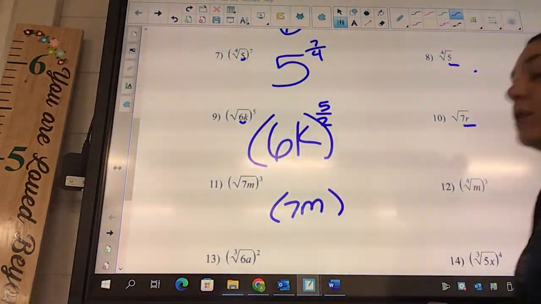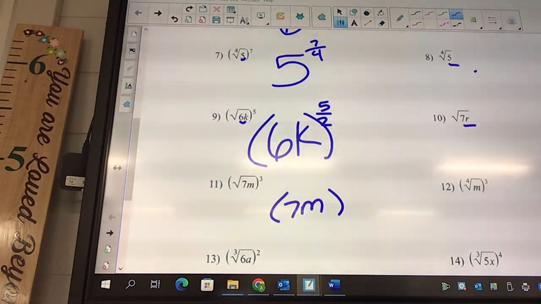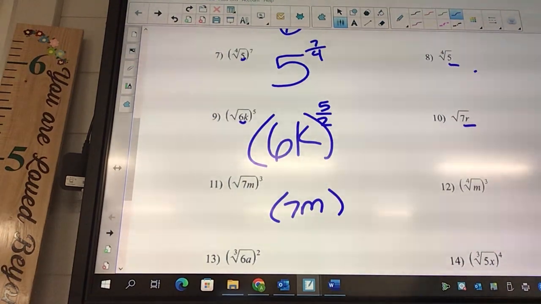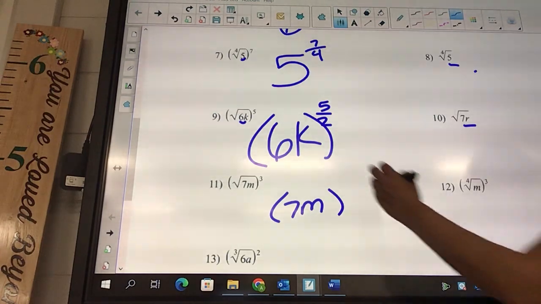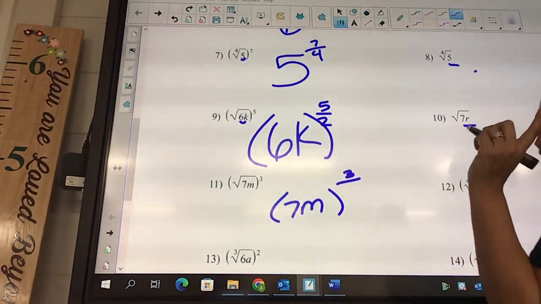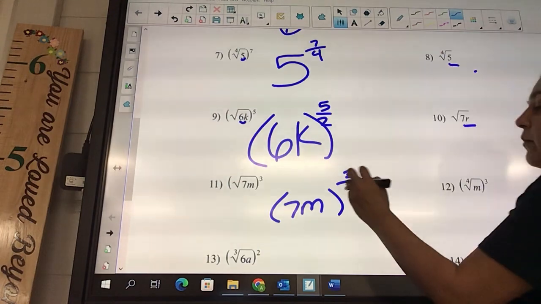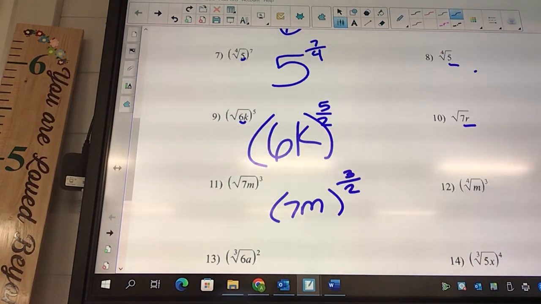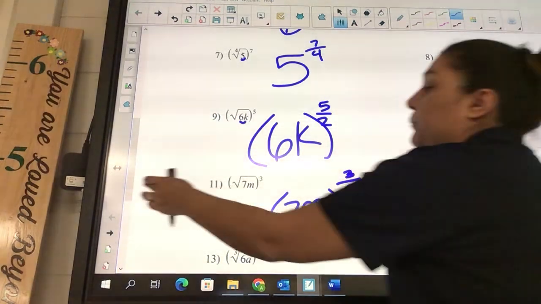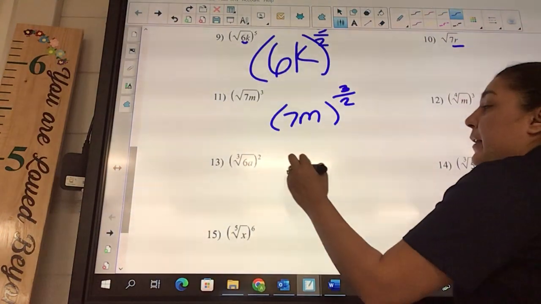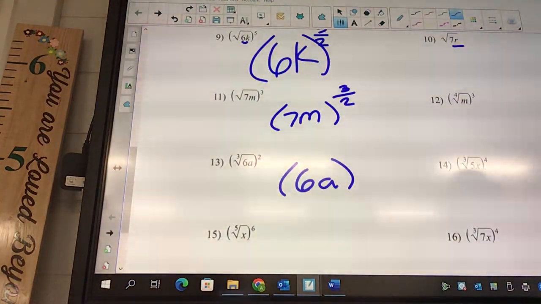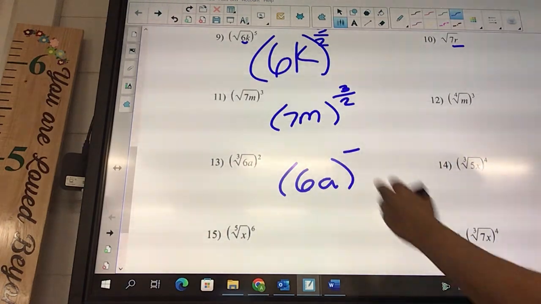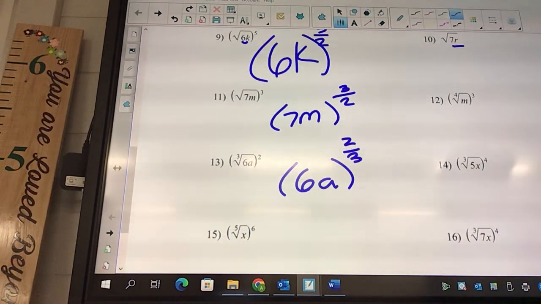I got 2 pieces. What is my exponent going to be? What's going to go on top? 3. On the bottom? Not a 1. 2. 2. Good. Okay, 13, we got 6a over, what's going to be our exponent? 2 over 3. Perfect.